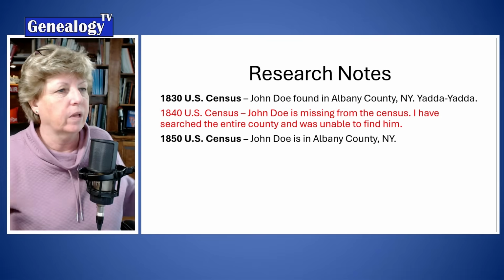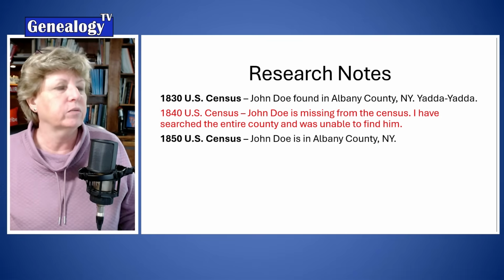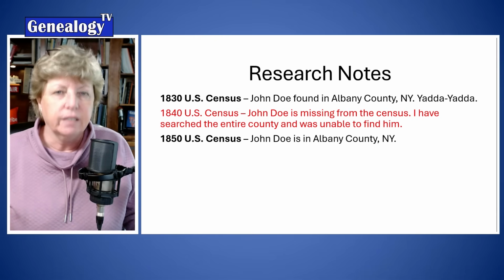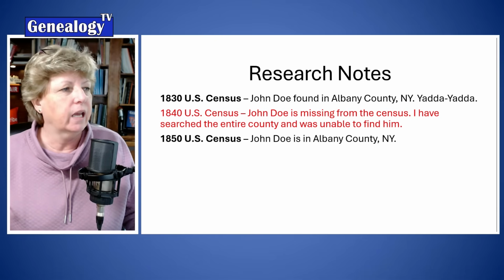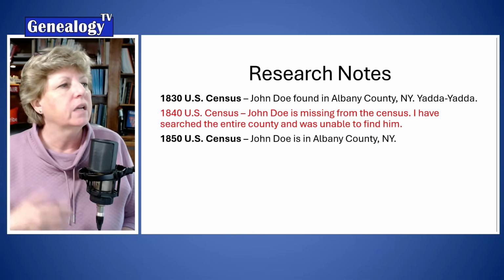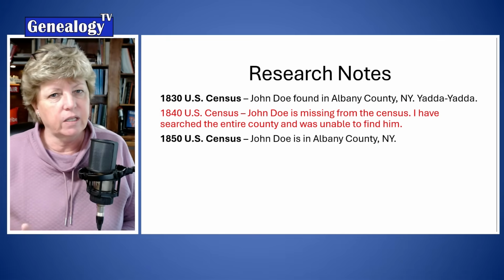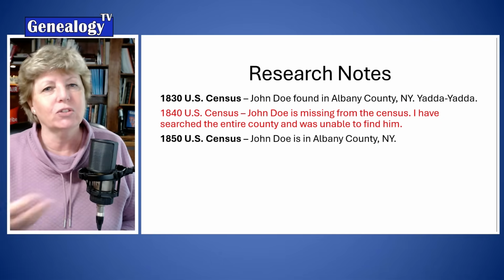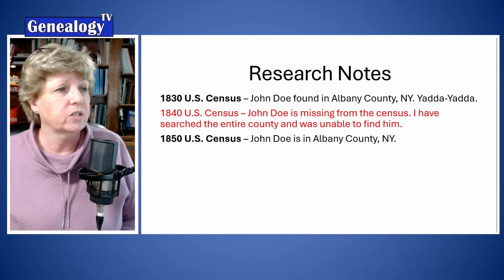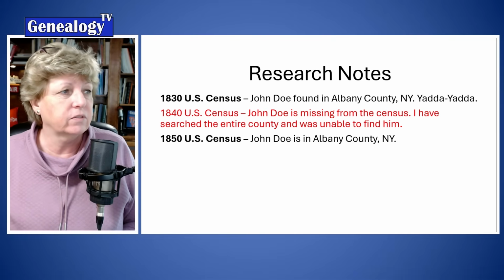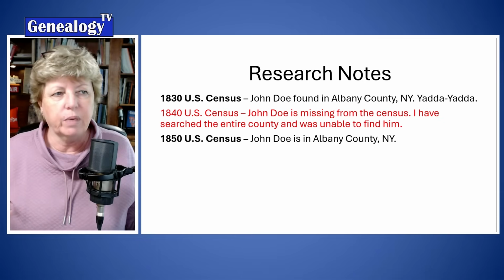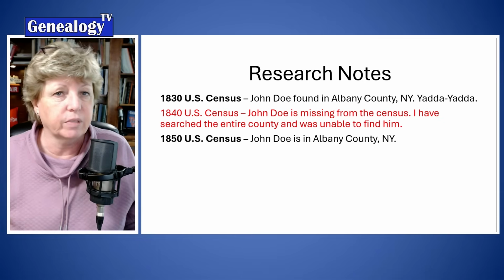So here's a brief example of what your research notes might look like. If they were in the 1830 census, you would make a note of that. And if they were in the 1850 census, you would make a note of that with all the little details, right? And then I always put negative evidence and places I still need to search or still have questions about in red. So in this case, 1840 census, John Doe is missing from the census. I have searched the entire county and was unable to find him. That's just an example, but you might want to list some of the places that you looked.